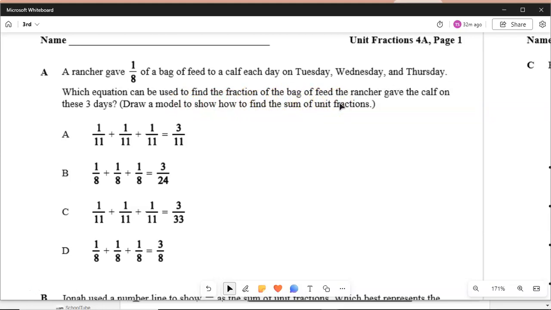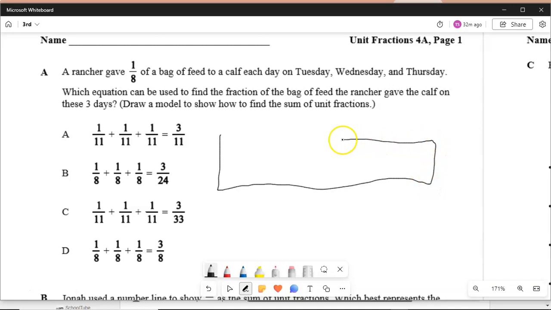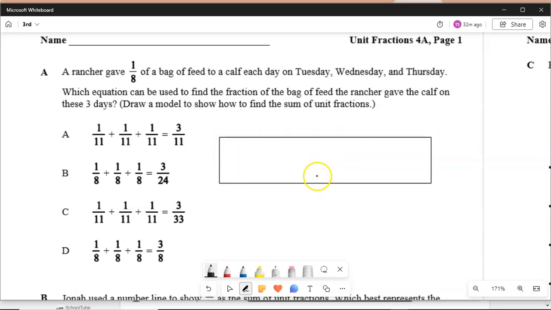So if I'm going to draw a model of that one, I'd probably draw a bag of the feed. Okay, and the bag's going to end up looking like a strip diagram probably. I'm going to draw a rectangle right here, and then I'm going to separate it into 8 equal parts. So if I separate that in half, each half in half, that'd be 4 equal parts. If I set each fourth in half, it would have 8 equal parts.